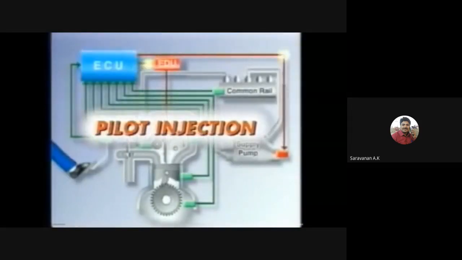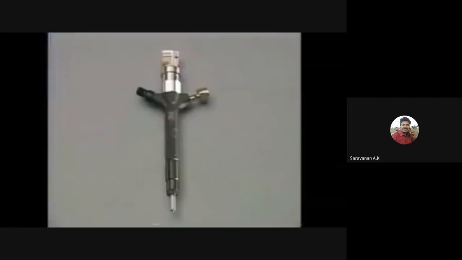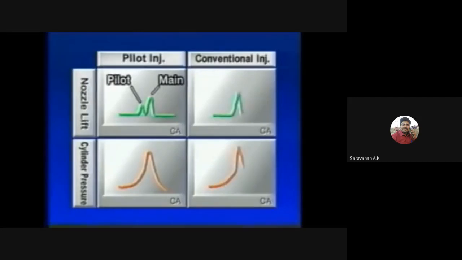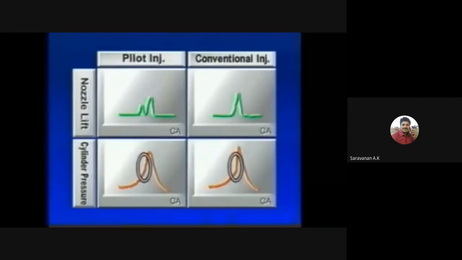Now, let's take a look at the pilot injection. A pilot injection is a small amount of fuel that is injected before the main injection. Accordingly, when the main injection starts, the fuel that was injected beforehand is already burning and serves to smoothly ignite the fuel of the main injection. As a result, a sudden rise in the cylinder pressure during the combustion stroke is restrained, thus enhancing quieter operation of the engine.